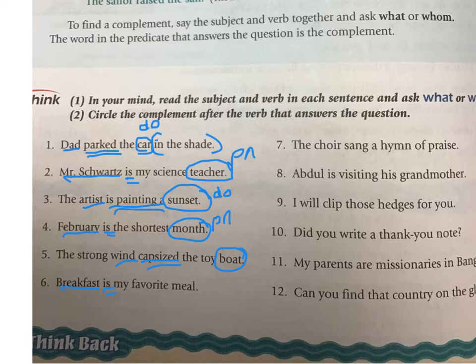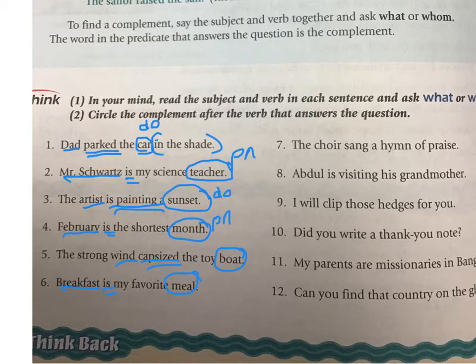Let's find our complement. Breakfast is? Meal. Good. Yes, so meal is going to be circled as our complement. Very good. All right, so that's what I want you to do. Now, again, you don't have to put direct object or predicate nominative in. That was just an extra thing for you to think about.